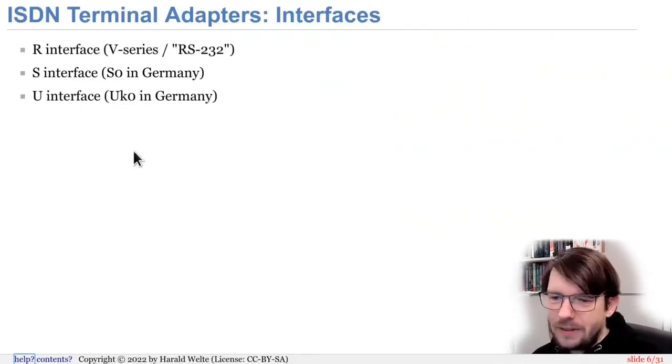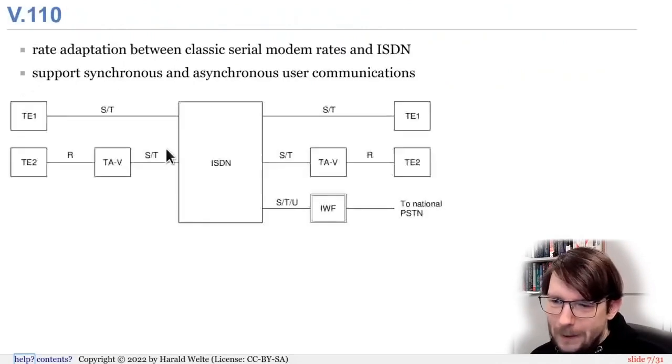The interfaces we see in those graphs are the R interface, which is the V-series interface. You can think of it as the serial port, the RS-232 interface between the computer or terminal and the modem, or terminal adapter now. And we have the S or T interface, like the S0 bus in German, and the U interface, which was called UK0 in Germany.